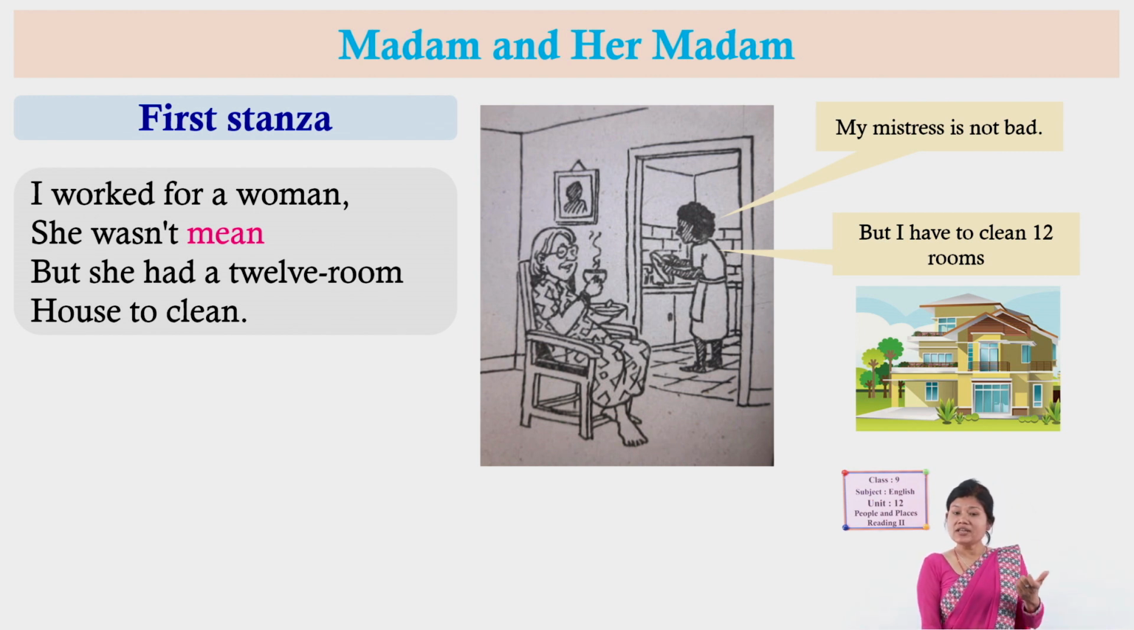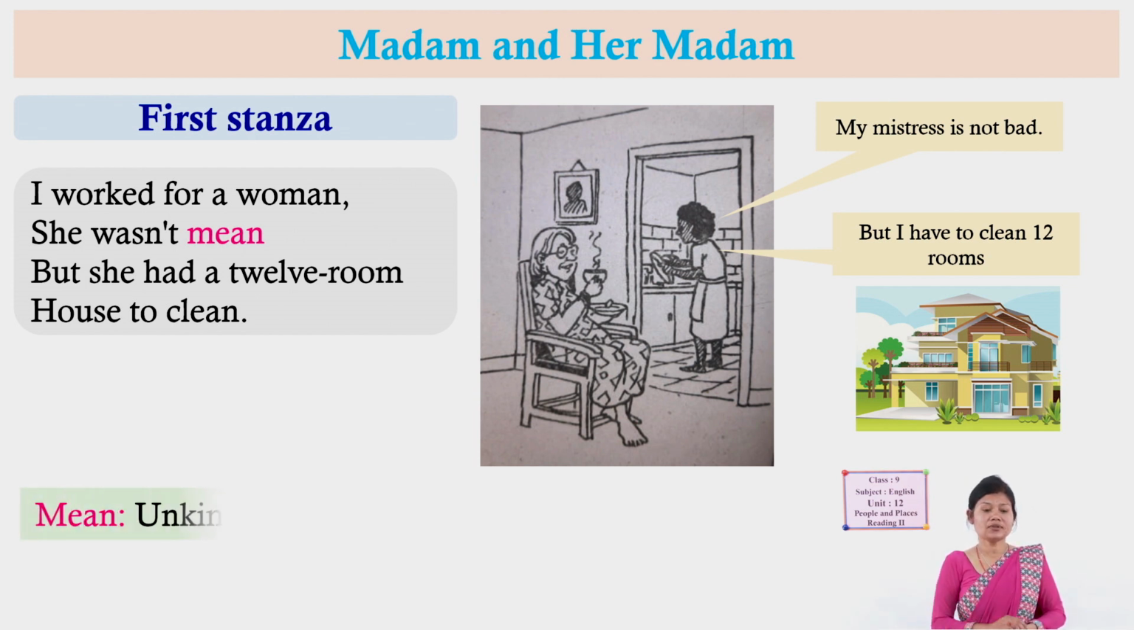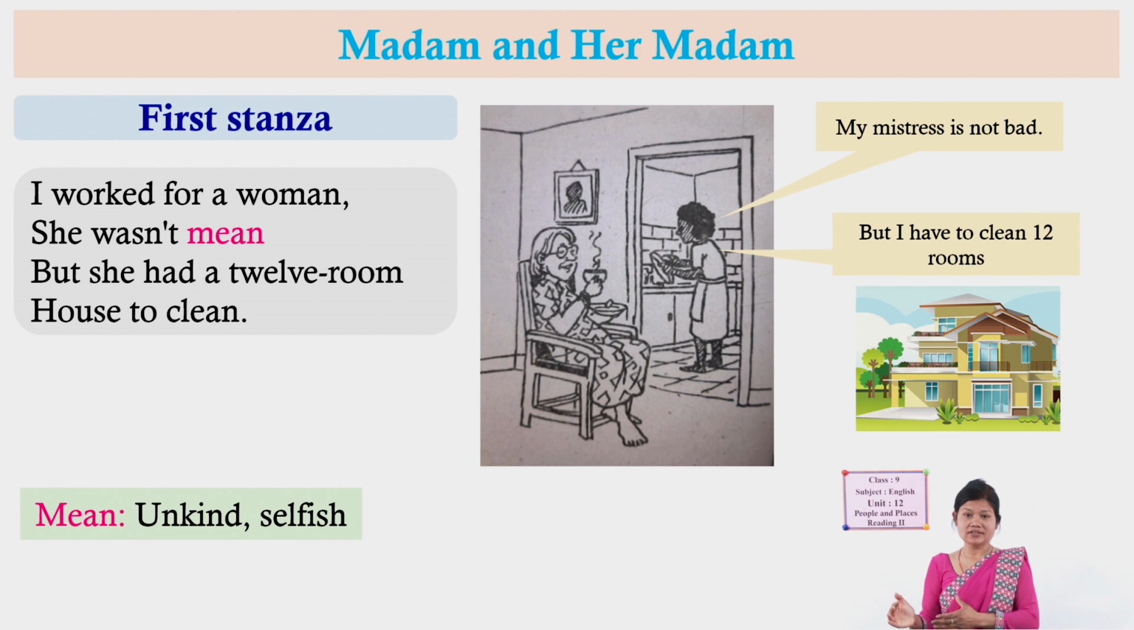So, what is the meaning of mean? Can you remember what I told just now? Yes, unkind or selfish. So mean means unkind and selfish, but the narrator is saying here that her mistress, her madam, was not selfish.